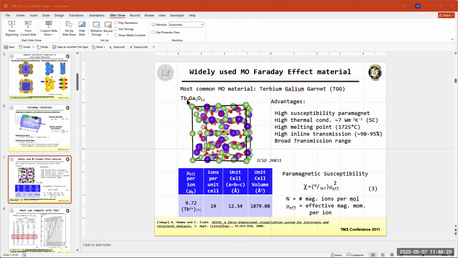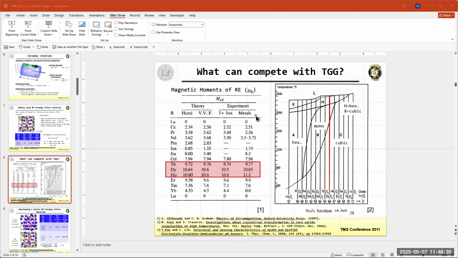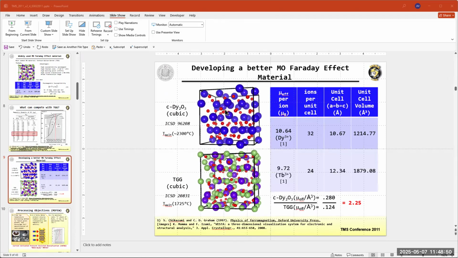So this was the crystal structure of terbium gallium garnet, which is a magneto-optical material that's very commonly used in industry. And I had made a material to compete with this. Here I'm taking some screenshots from a textbook and highlighting a certain area, showing the chemical properties of three rare earth elements, terbium, dysprosium, and holmium. Again, a mixture of illustrations with information.